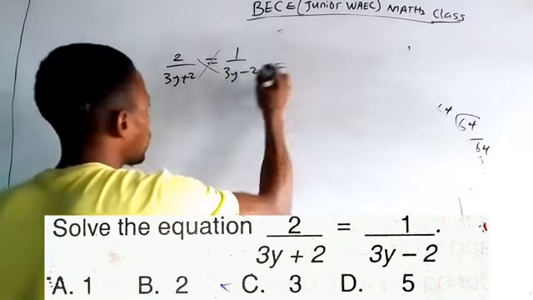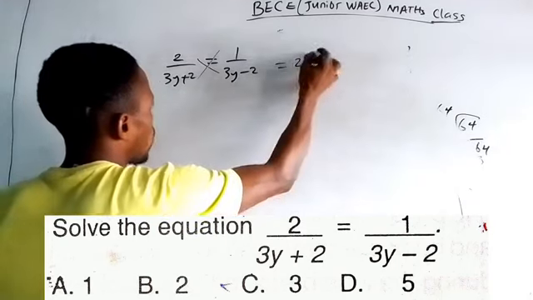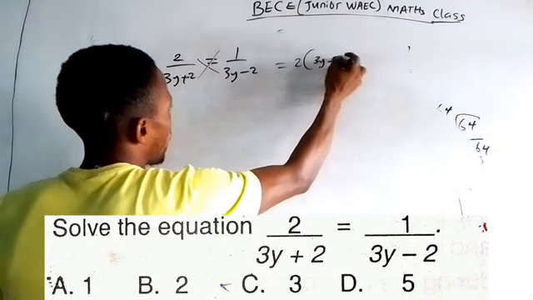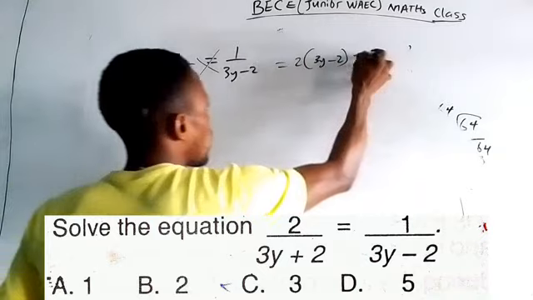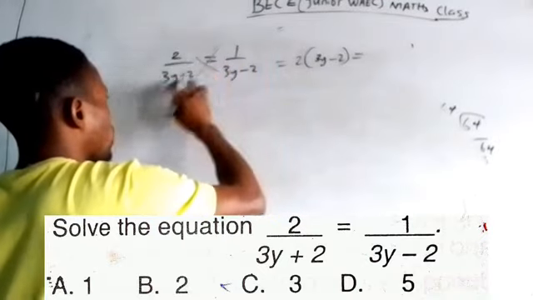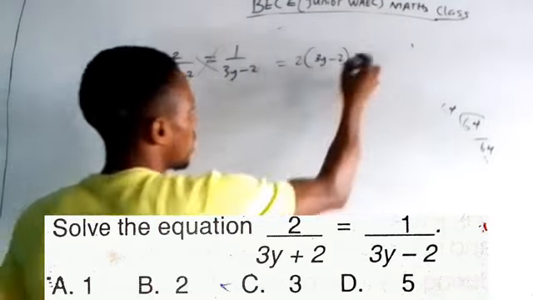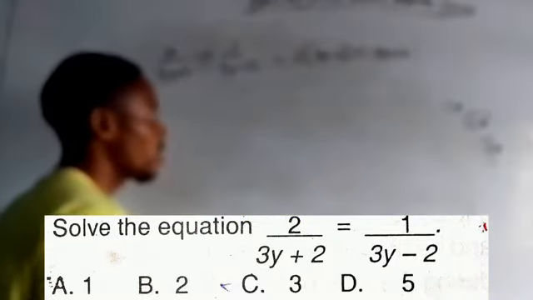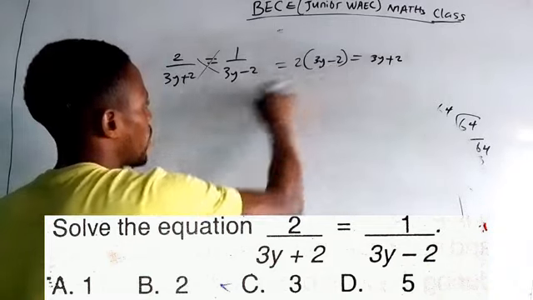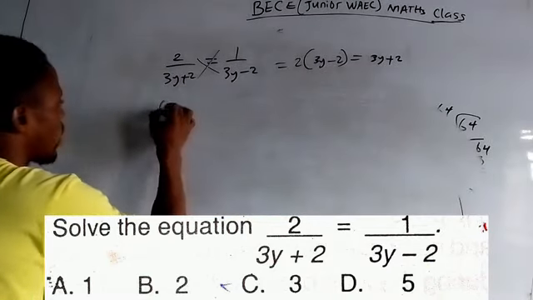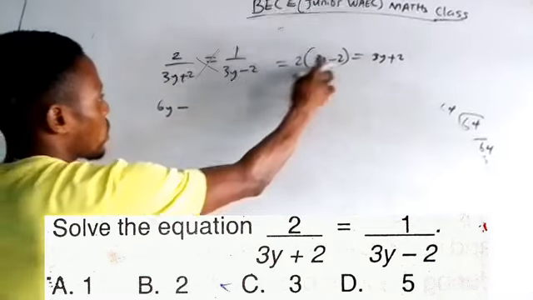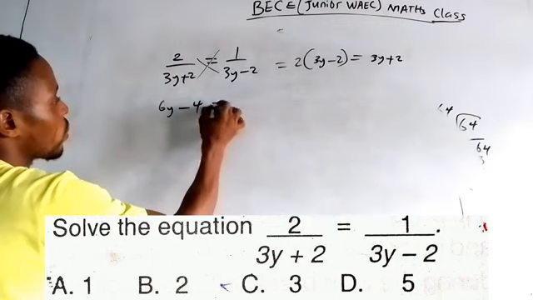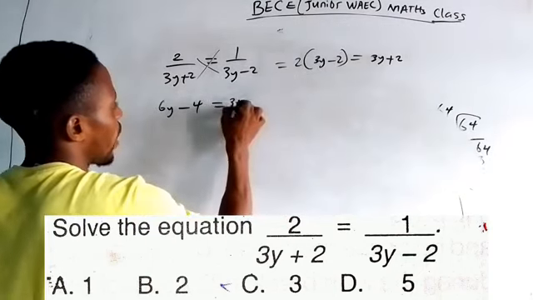So that will be 2 times this, that is 2 open bracket 3y minus 2 close bracket, equal to 1 times this, which still gives us the same, 3y plus 2. The next thing here, let's open the bracket. 2 times 3y is 6y, minus 2 times 2 is 4, equal to 3y plus 2.